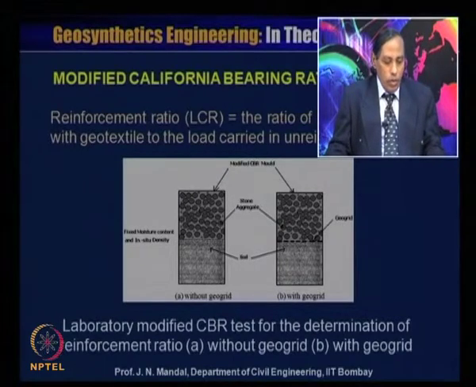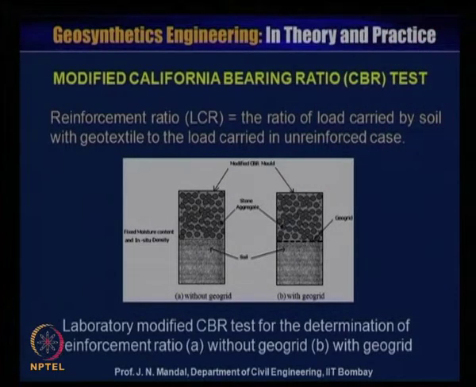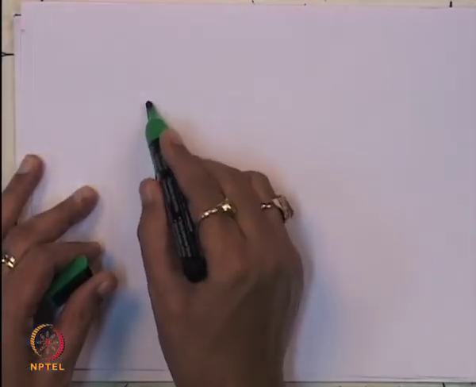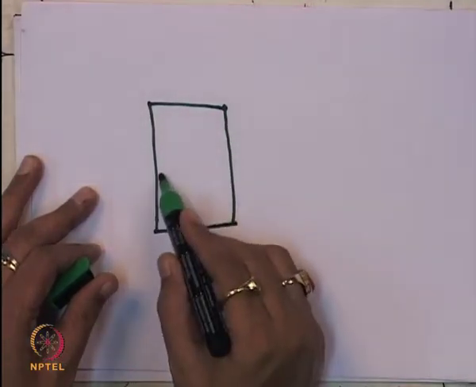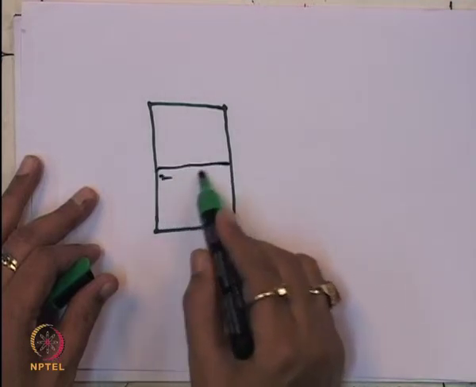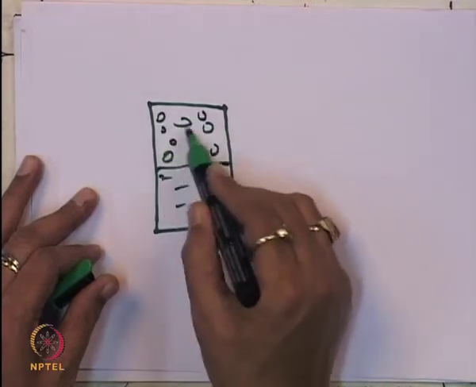You know the soil properties, the shrinkage limit, liquid limit, and the plastic limit. You know what the moisture content and the in situ density will be. So what do we do when we perform the test? Let us say this is the mold, and the lower part is the soil, and the upper part is the aggregate layer.